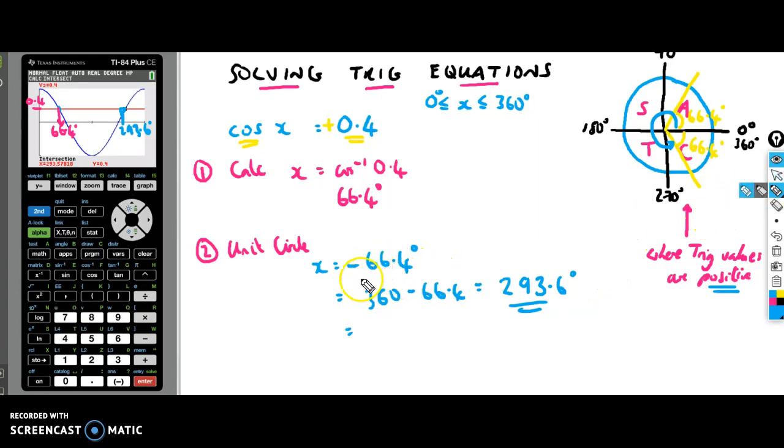Remember, this minus we don't need because it's off the curve. It's over here, and there it is there. It's the same value, and that's why it's symmetrical. It's on the other side, and that's why it's negative. But we only want between 0 and 360, so we don't want that answer.